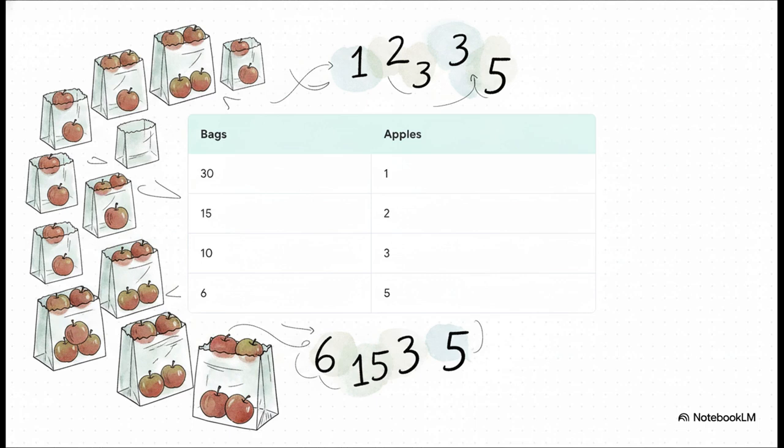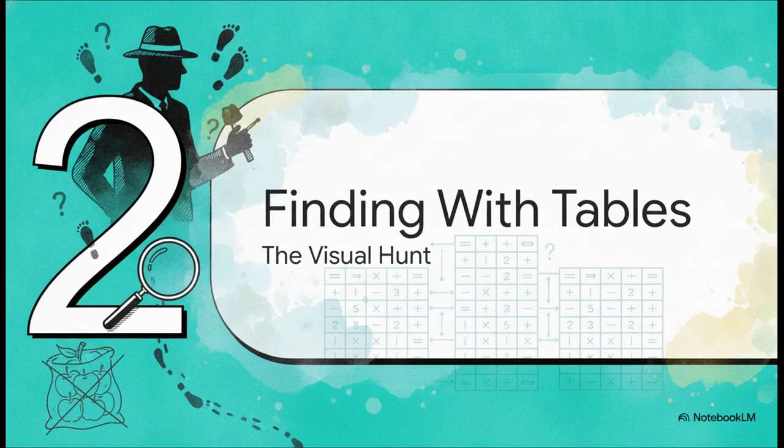These pairings, 1 and 30, 2 and 15, 3 and 10, 5 and 6, are the factors of 30. Going through this proves just how comprehensive and useful these factor pairs actually are in the real world when you're organizing inventory or sharing resources. But how do we actually find them without mentally drawing bags of apples every single time?